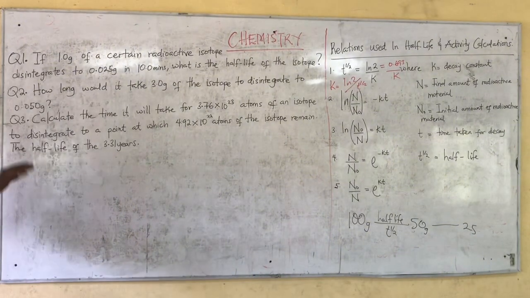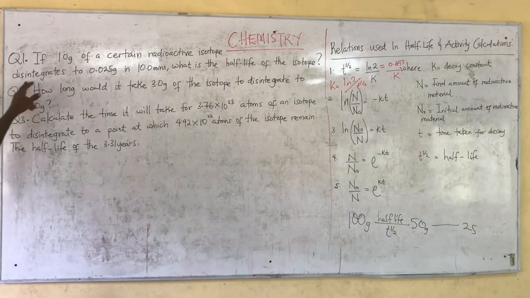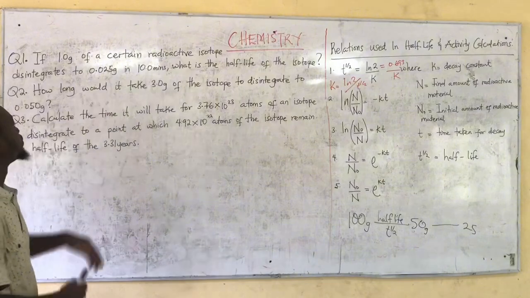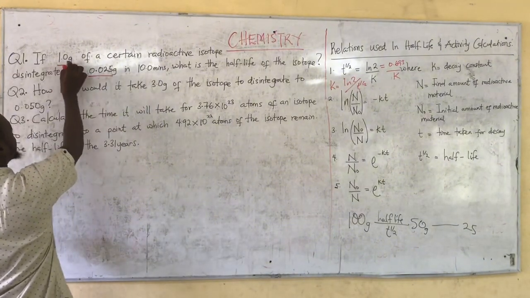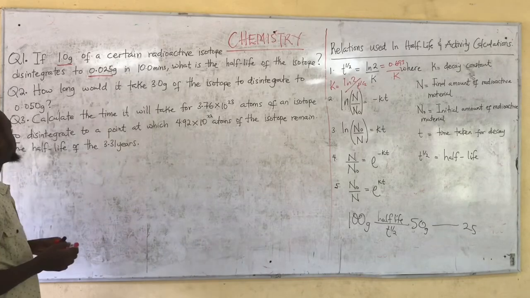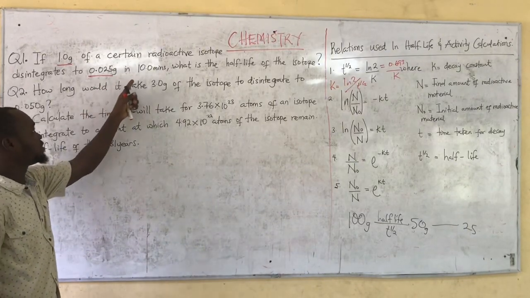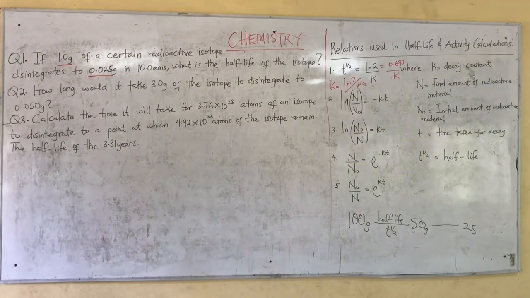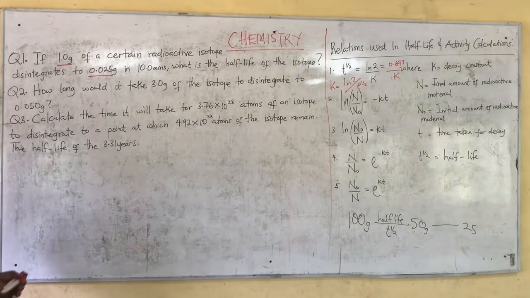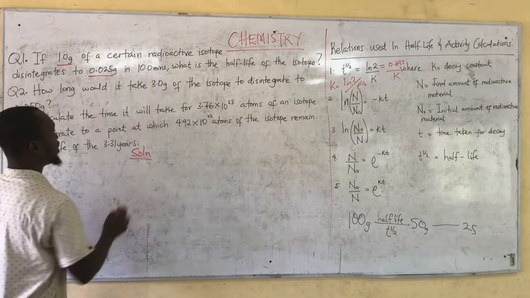The first one: if 1 gram of a certain radioactive isotope disintegrates to 0.025 grams in 10 minutes, what is the half-life of the isotope? What is the half-life of the isotope? So we are looking at the solution for the first question.